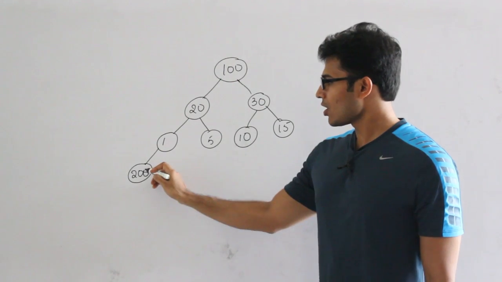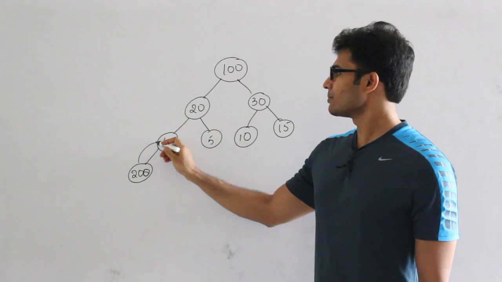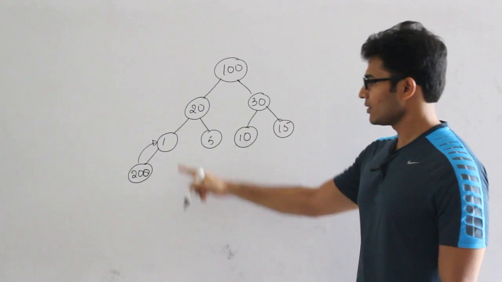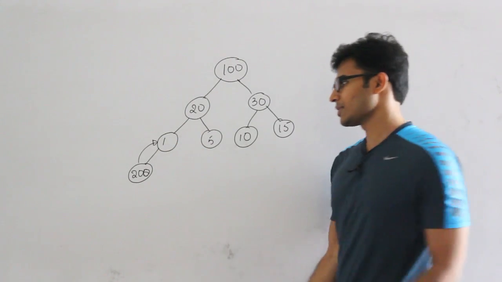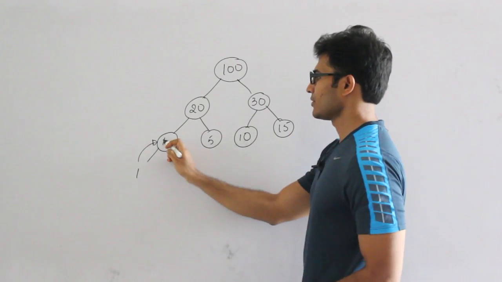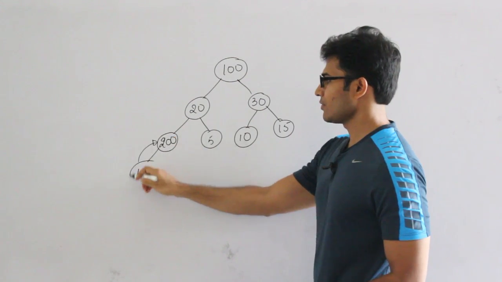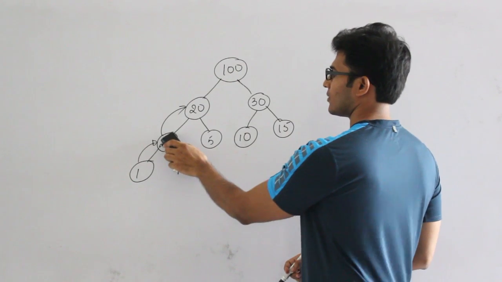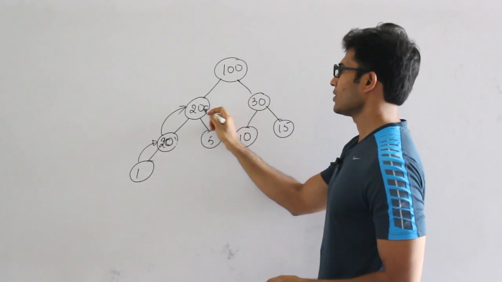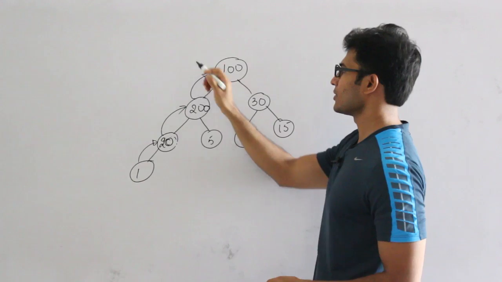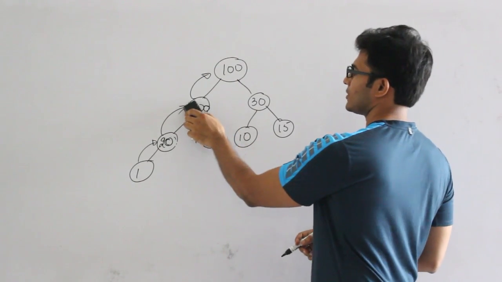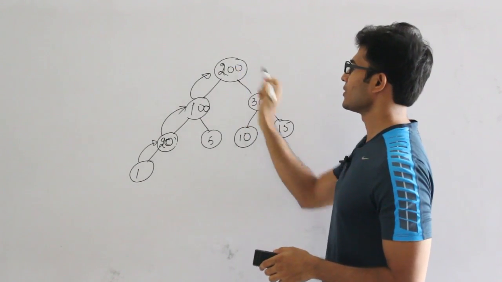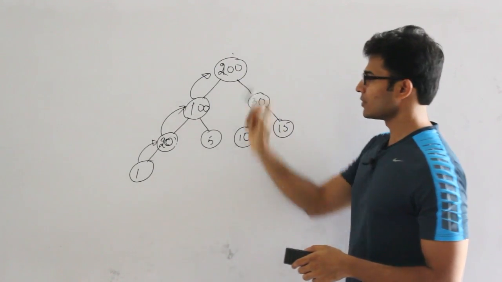200 is inserted. After inserting it, now compare with the parent, right? If the parent is lesser, swap it. Then what do I get? 1 here and 200 here. And whenever you swap it, again compare with the parent. If the parent is lesser, swap it, which means 20 here and 200 here. Again you compare with the parent and swap it if it is lesser. 1 here, 200 here, right? Therefore you are going to stop there.